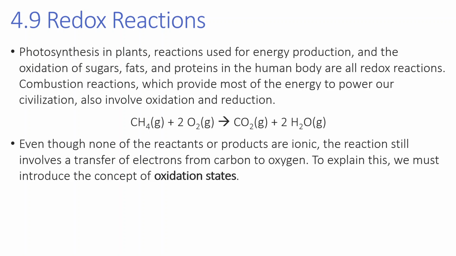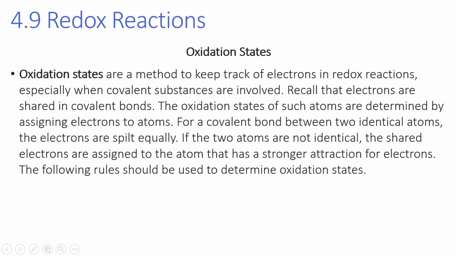Now, in my previous example, it was really easy to see why electrons were being transferred. You end up with Na+ and Cl-. But here, it's not quite so obvious. Even though none of these reactants or products are ionic, the reaction still involves a transfer of electrons from carbon to oxygen. So in order to explain this, we need to introduce the concept of oxidation states.